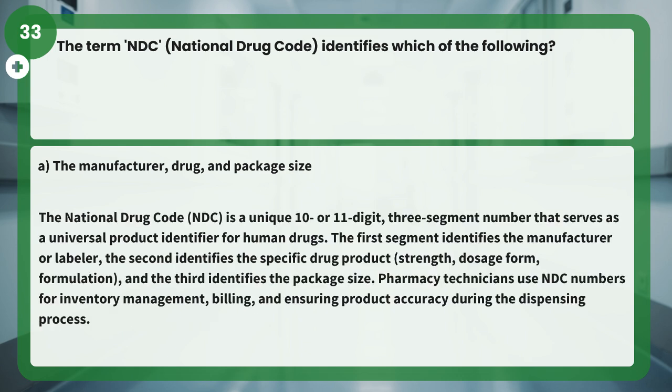Answer A. The manufacturer, drug, and package size. The National Drug Code, NDC, is a unique 10 or 11-digit 3-segment number that serves as a universal product identifier for human drugs. The first segment identifies the manufacturer or labeler, the second identifies the specific drug product, strength, dosage form, formulation, and the third identifies the package size. Pharmacy technicians use NDC numbers for inventory management, billing, and ensuring product accuracy during the dispensing process.